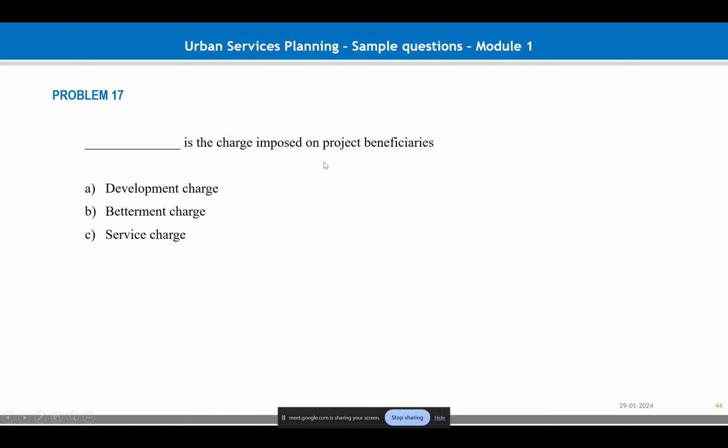Okay, so development would be the initial capital investment or the main project investment. That need not be added on to the beneficiaries. By beneficiaries, you're talking about something which comes allied with that. So you start a project and something is slowly getting added on to that. That doesn't come under the development charge. Now, does it come under betterment charge?